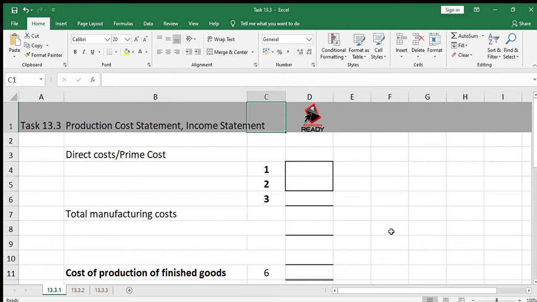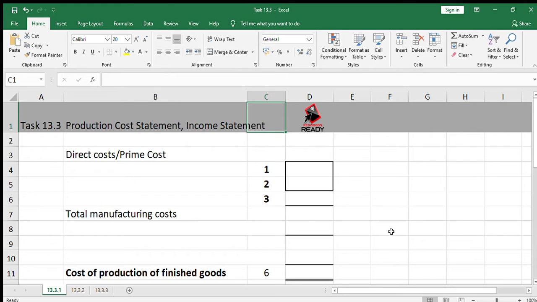do task 13.3 now. Okay, so task 13.3: Mabula Manufacturers, the production cost statement, the income statement, as well as the notes. These are all new formats that you're going to need to learn because you're definitely going to get this in exams. They are not difficult, so please make sure that you do learn them.